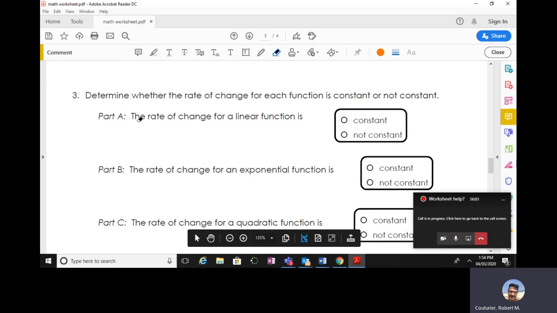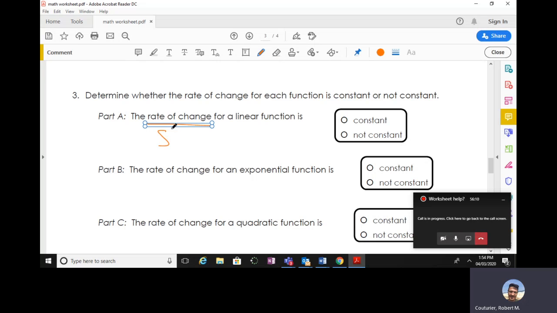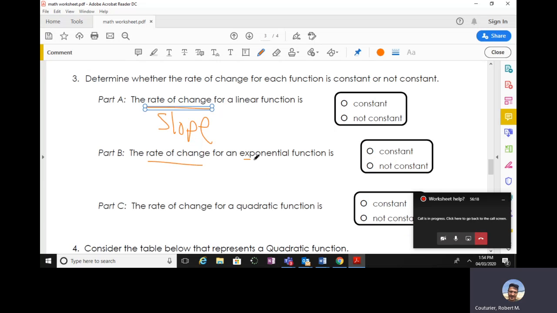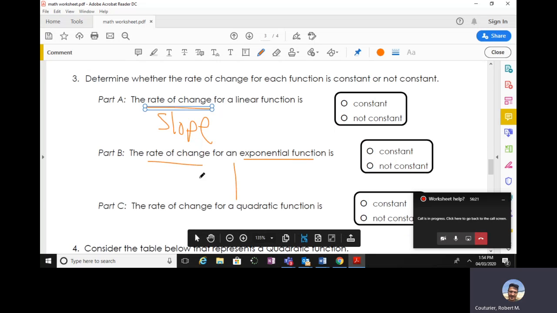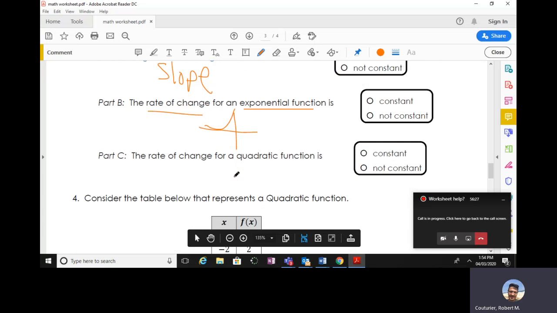You guys can then start to look at this here. You'll notice they're asking, what is the constant rate of change? This is the key part here. Rate of change, what is that? Slope. What is the slope of a linear function? Is it constant or is it not constant? What is the rate of change of an exponential function? Remember, exponential goes up sharply. Is that constant or not constant? Quadratics, we know that's a U-shaped graph. Is that a constant rate of change?